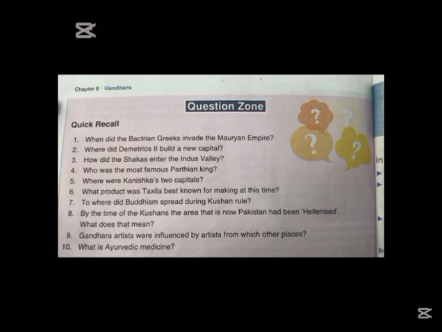Okay, students, after searching out the answers to these three questions, write them down in your notebook after the first two questions which you have written in the previous lesson.